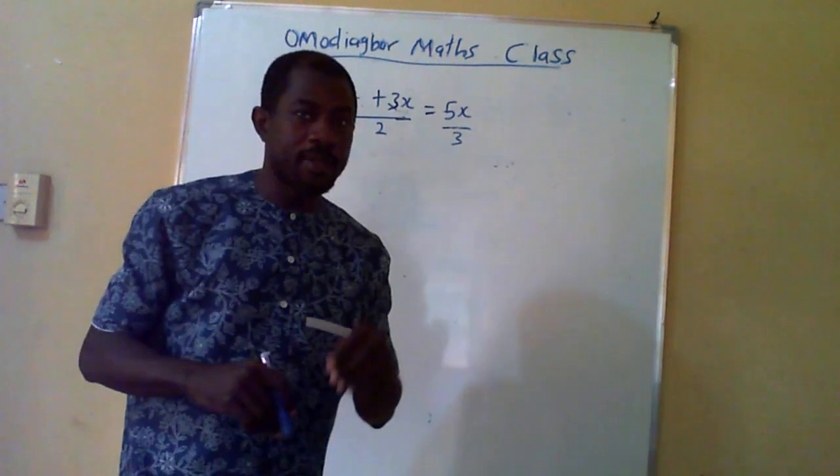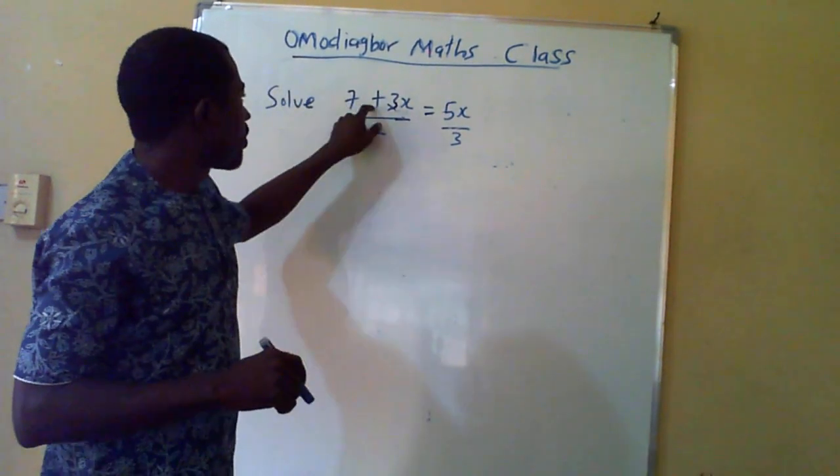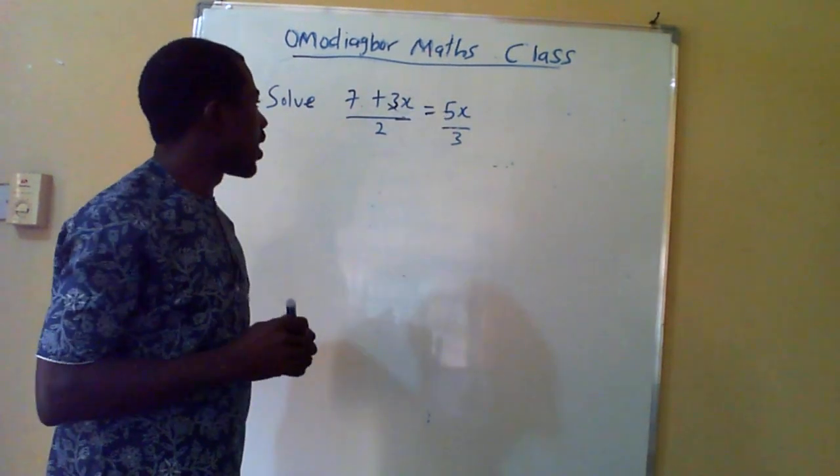Today we have a problem to solve. The problem is: solve 7 plus 3x over 2 is equal to 5x over 3.